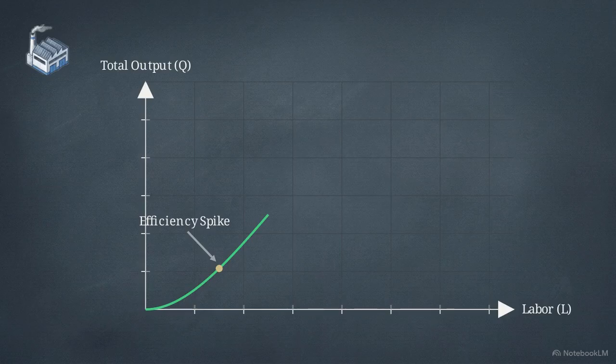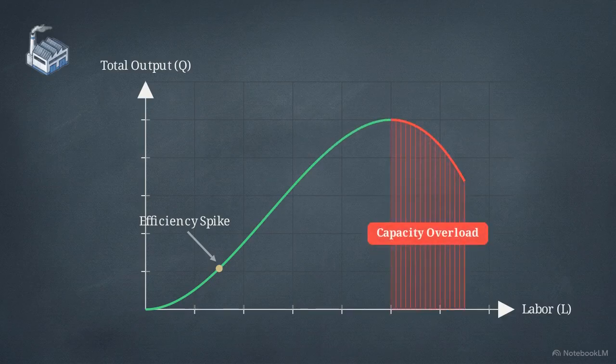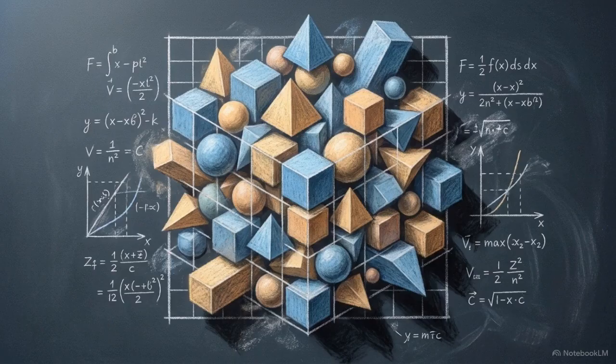Adding early workers yields increasing returns, causing efficiency to spike. But as we continue adding labor, infrastructure is maxed out. The curve flattens and eventually drops. This tipping point is the law of diminishing returns. Operating here means workers physically get in each other's way. The overcrowded plant and cost of new hires erode the profit margin.